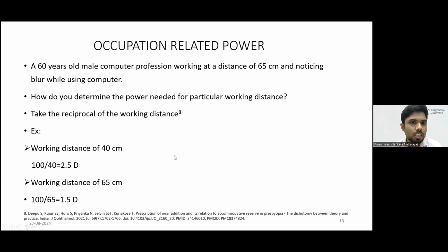All may be thinking that if the patient is 60 years old, he would already be wearing plus 2.5 or 2.75 diopter of add. So how can we incorporate this plus 1.5 add? In these cases, we can go for progressive lenses. It will give intermediate vision also.